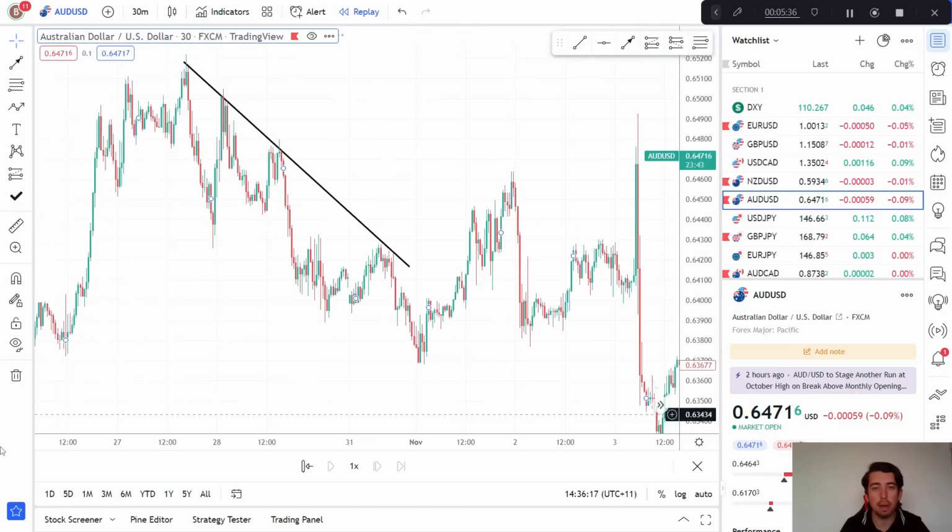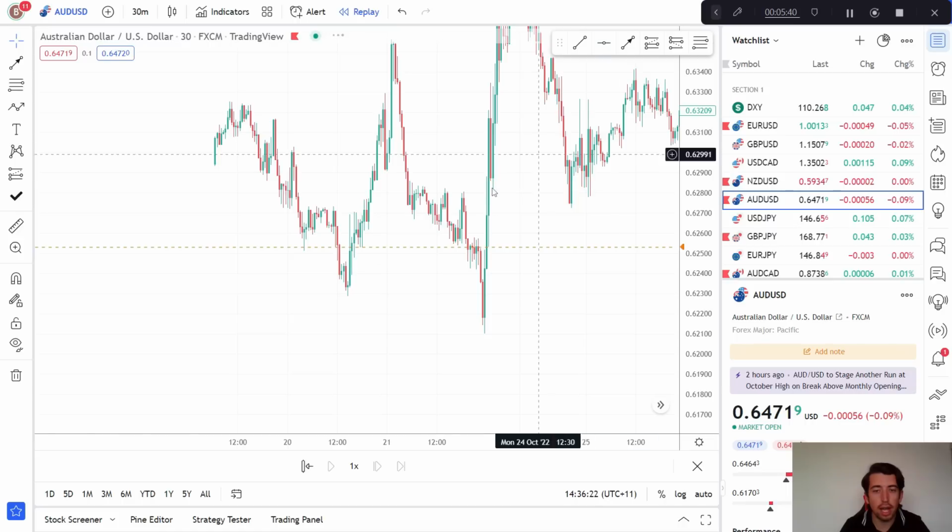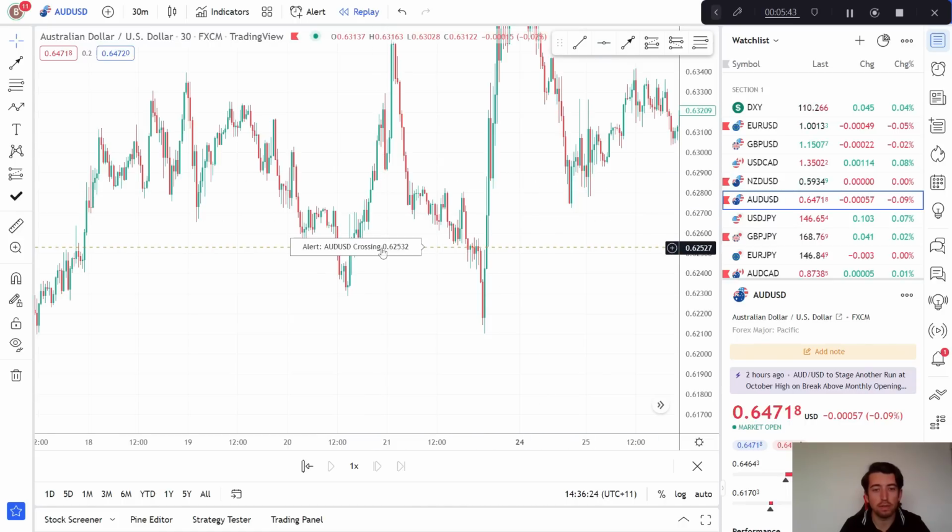Let's go over another example, because we've obviously done a bearish example here. The market's been going down. Let's do a bullish example, and let me just get rid of this. You can see that I've been trading.